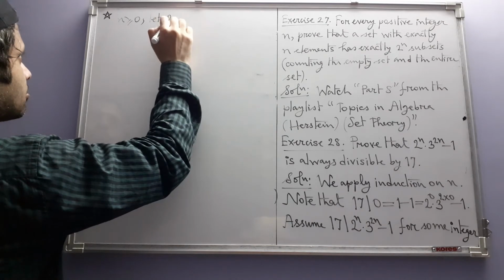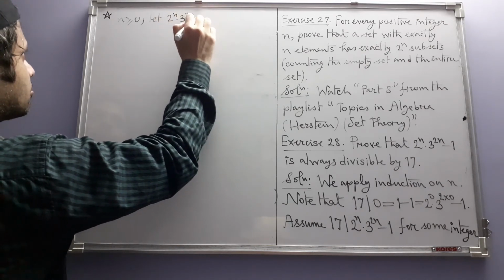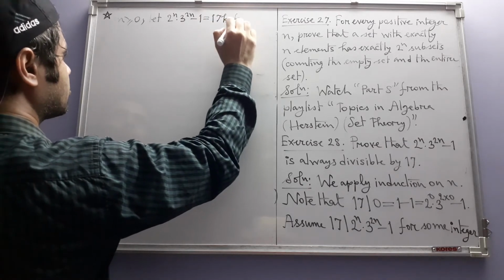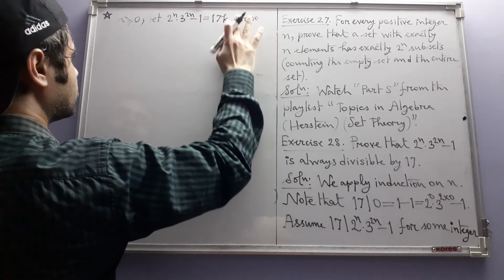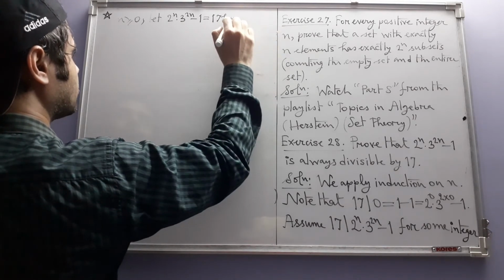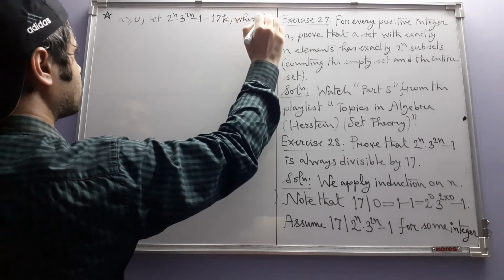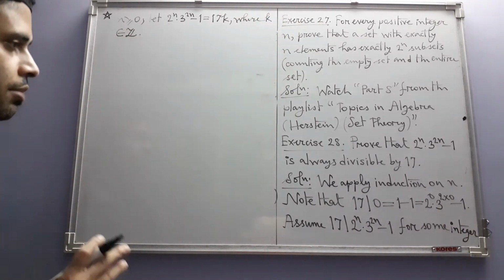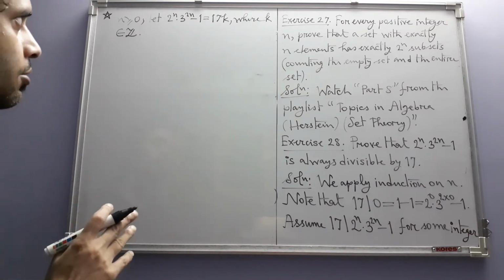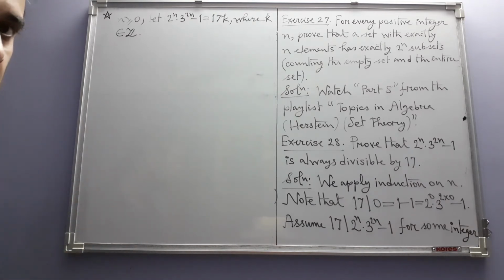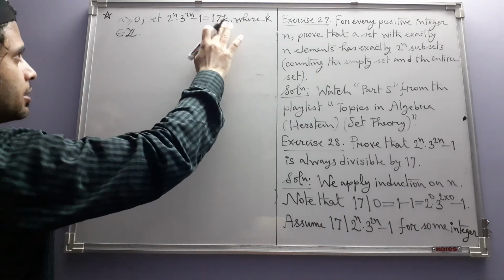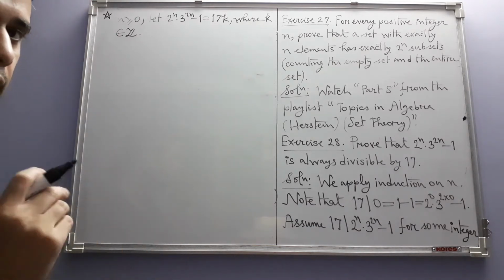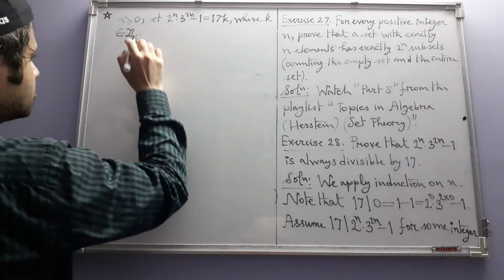So let this be 17k, where k is an integer. Actually k will be a non-negative integer, but we really don't bother about the sign of k. The only thing is that k is an integer, and as such this is an integer multiple of 17. That's all we need for this solution.